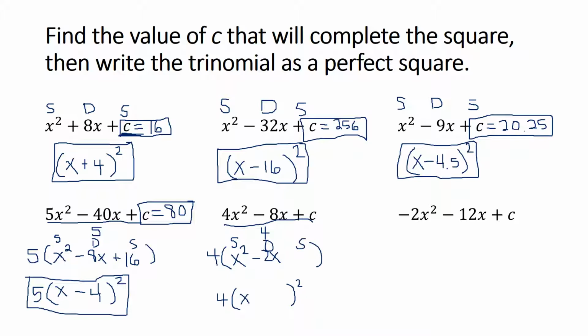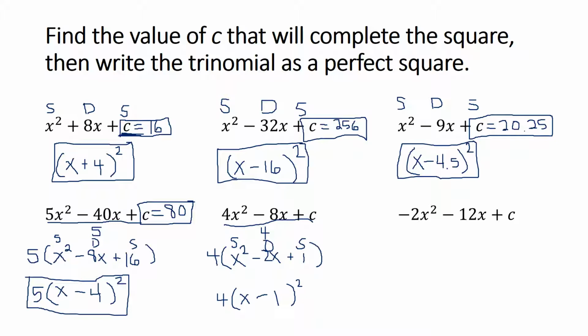If I fill in my parentheses, I would start with an x, because x squared is x squared. And then I'm asking myself, what number do you double to get a negative 2? That would be a negative 1. And then if I square the negative 1, I end up with positive 1.